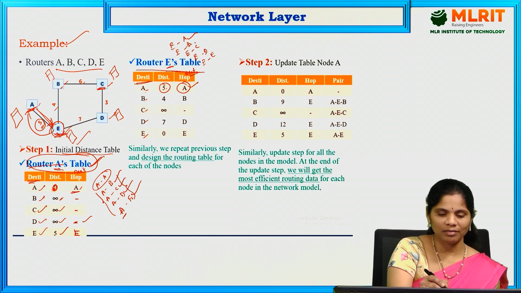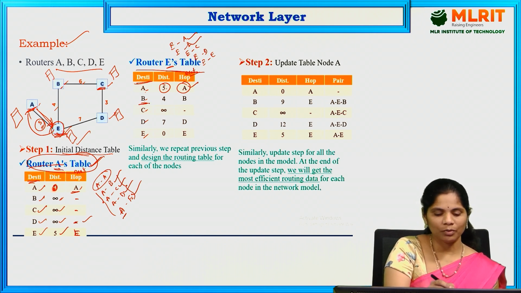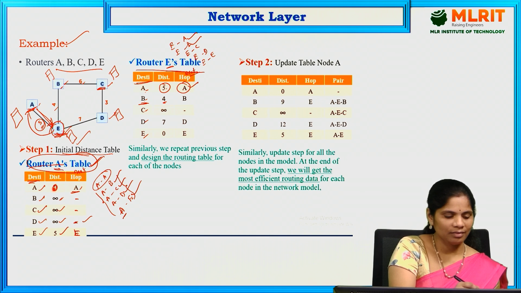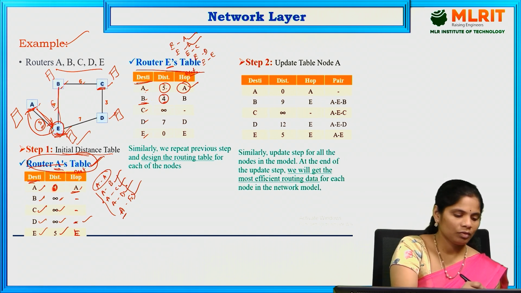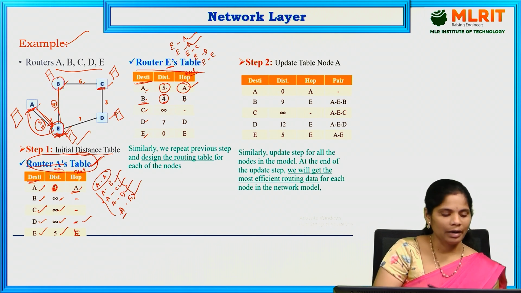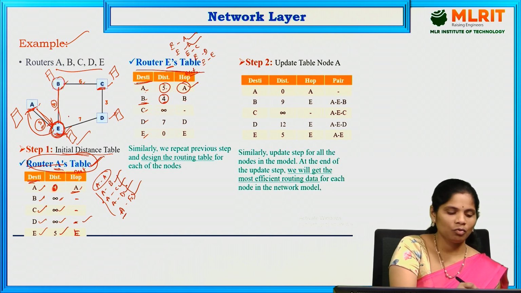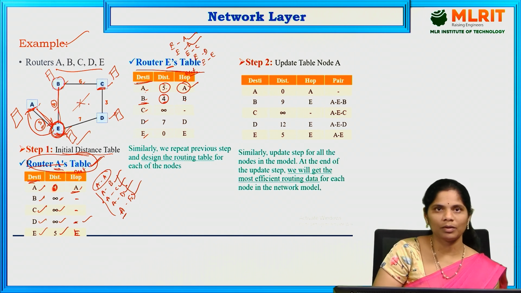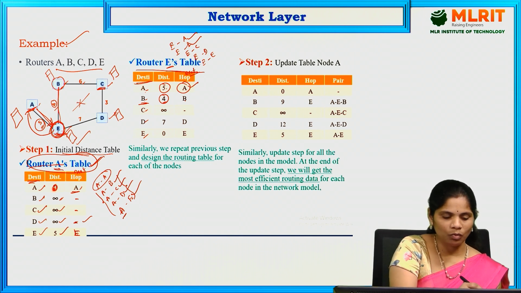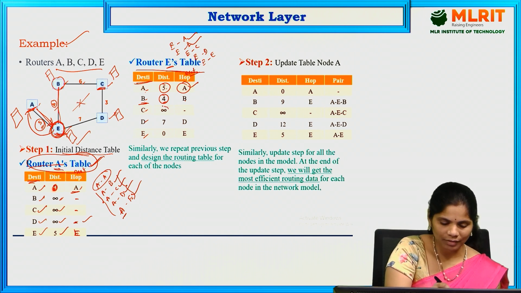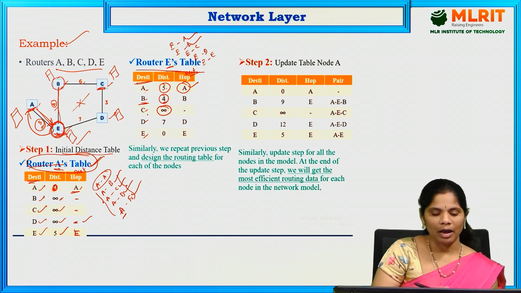And the next condition is E to B. What exactly are we talking about with E to B? For E to B, the link is there, and the distance is going to be 4. E to B is 4. And the next hop is B. And from E to C, there is no direct communication. So we don't know this distance. That's why we are giving it as infinity. And there is no next hop. That's why we are giving empty.